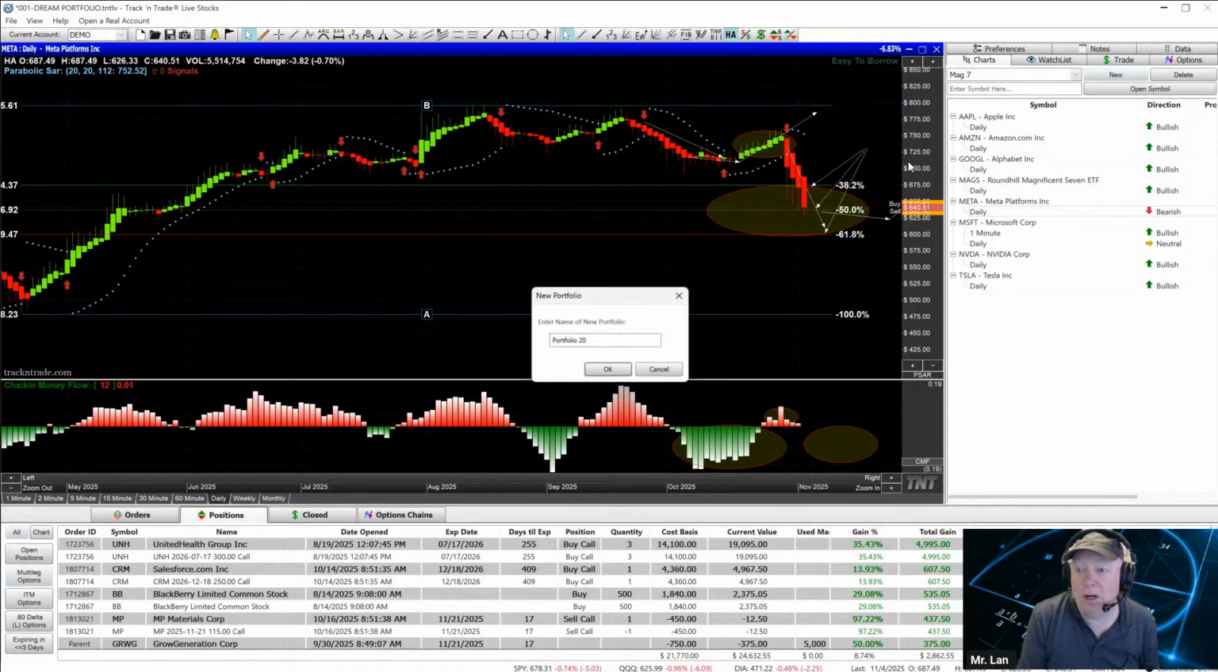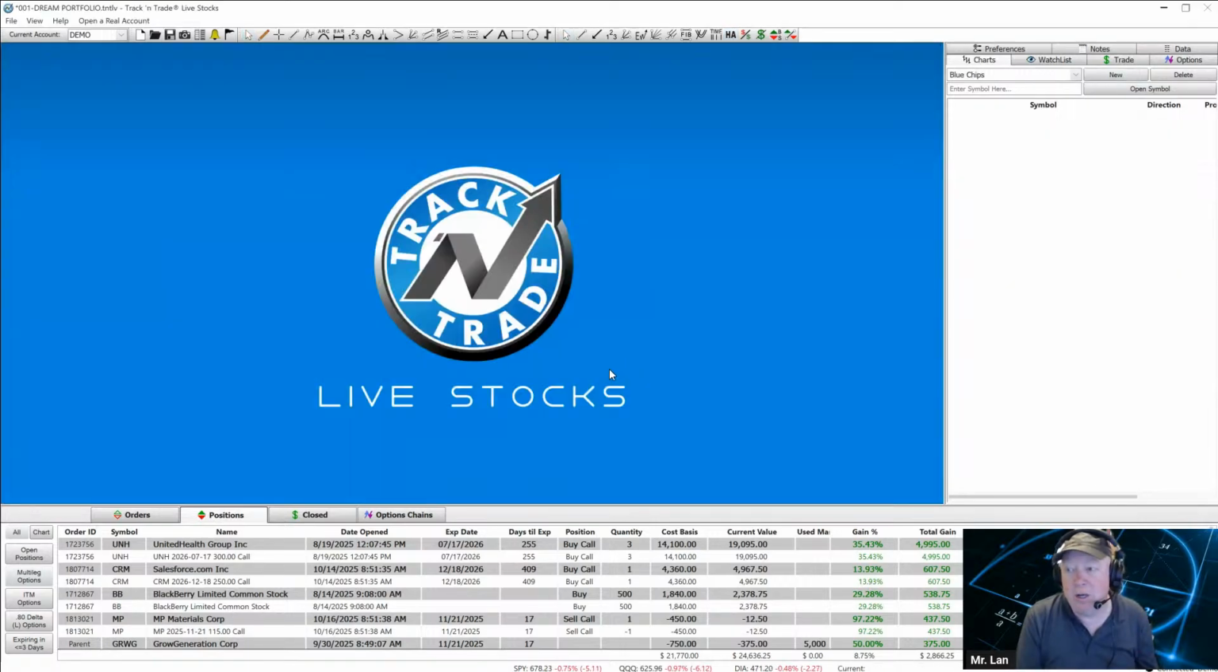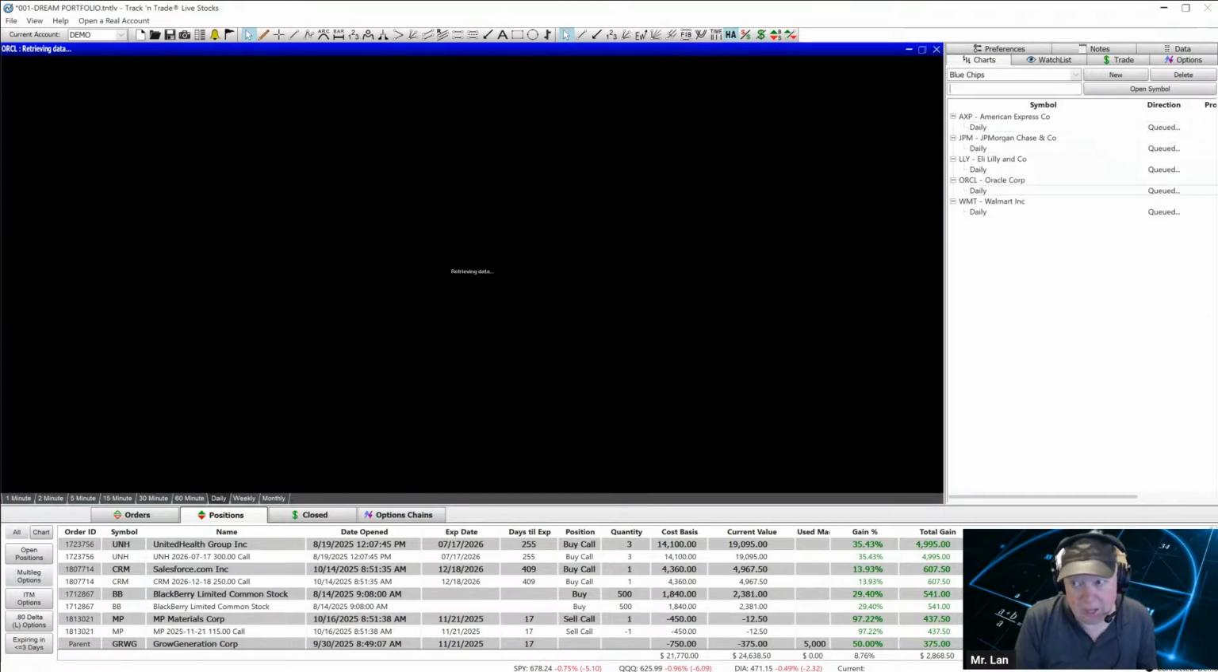So in Track and Trade, I'm going to say new. This is a new portfolio, and we're going to call it blue chips. Say okay. And now we're going to type those symbols in there. You can type them all in at once, just separated by commas. So we'll just go LLY, comma, JPM, comma, WMT, comma, AXP, comma, ORCL, comma, WFC, comma, COST, enter. And Track and Trade opens up all those charts for you, downloads the data, and then displays them.